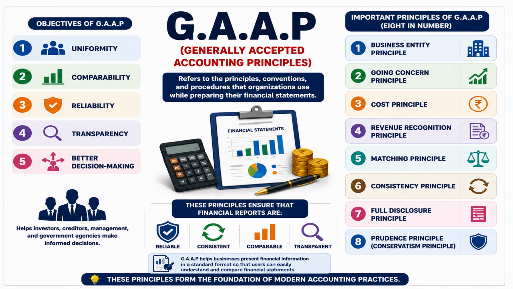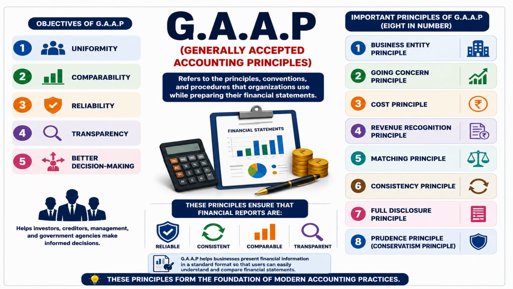These are 8 in number. 1. Business entity principle. The business entity principle states that a business is treated as a separate entity from its owner. The personal transactions of the owner should not be mixed with business transactions. This helps in determining the true financial position and performance of the business. Example: if the owner withdraws 20,000 rupees from the business for personal use, it is recorded as drawings and not as a business expense.